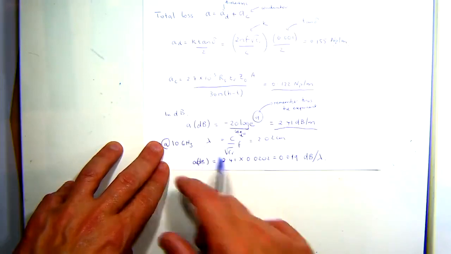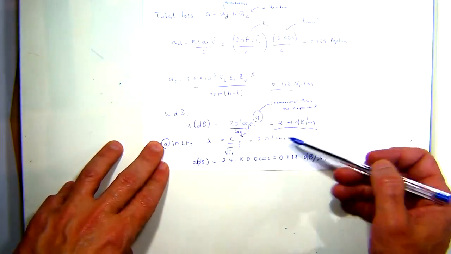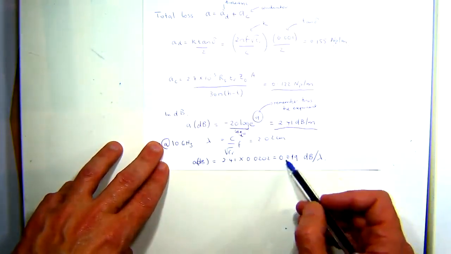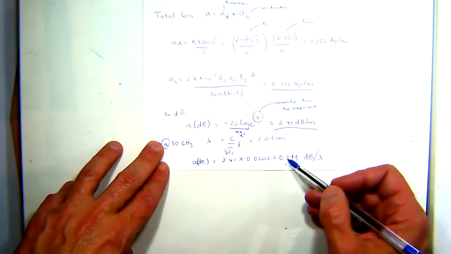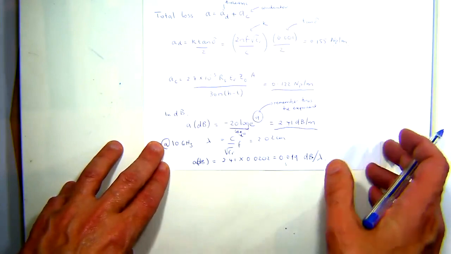And at 10 gigahertz, a wavelength is about 2 centimeters, so if you do the calculation, you can show that it's 0.05 dB per wavelength. All right? Exciting? You should now be able to design strip lines. So you know what a strip line is. If someone gave you a material, you can actually design it, right?